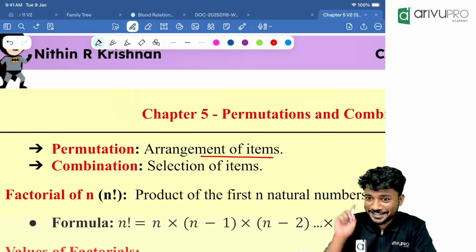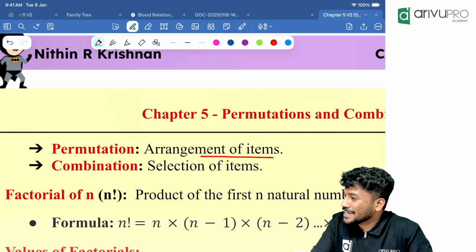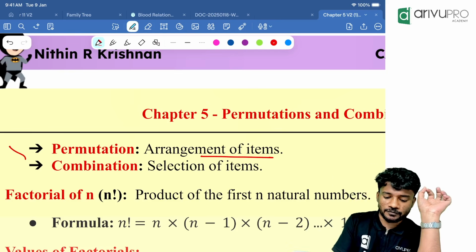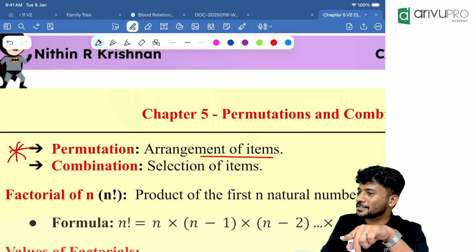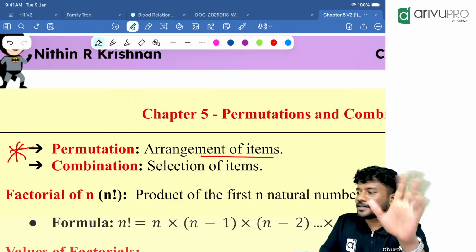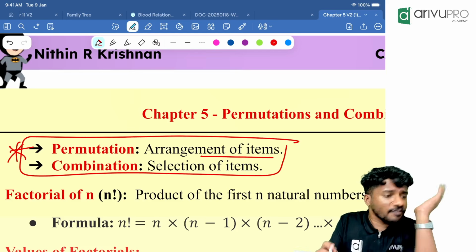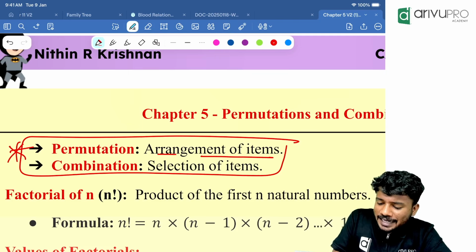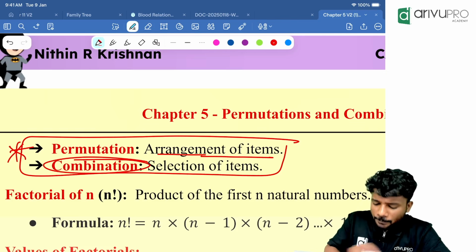Don't talk. Okay. Now, arrangement means what? The permutation. Selection means what? We will consider combination. So, this is one of the major doubts every student will have, whether the question is based on permutation or whether the question is based on combination. This is the major doubt everyone will have after finishing this particular chapter. So, remember, arrangement means permutation. Selection means combination.